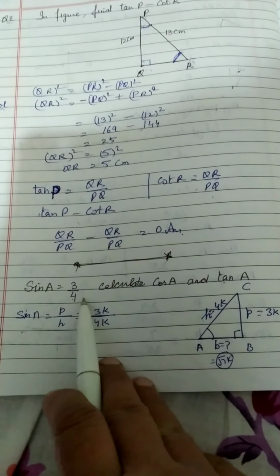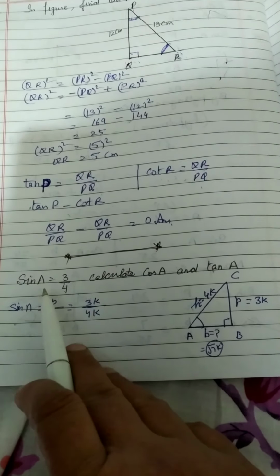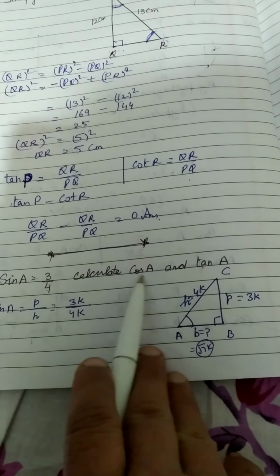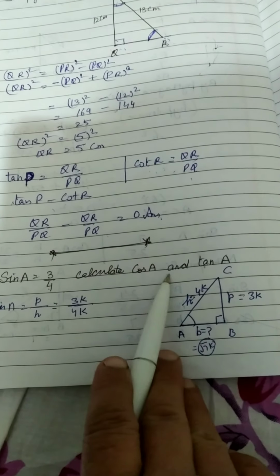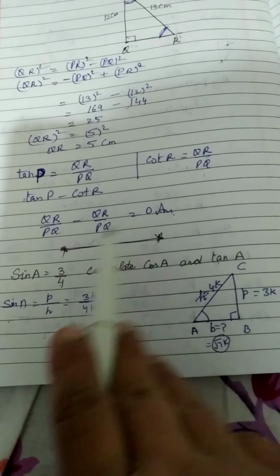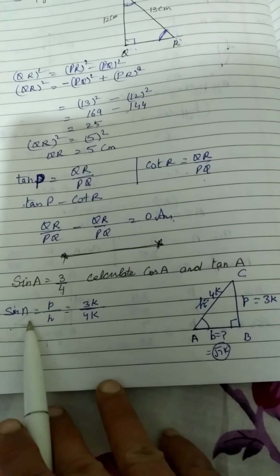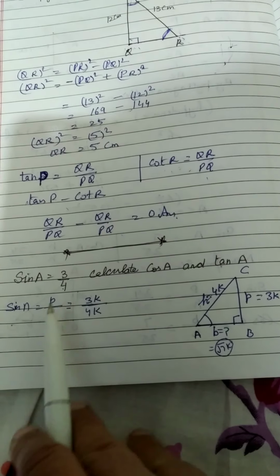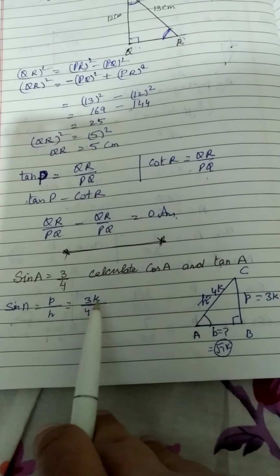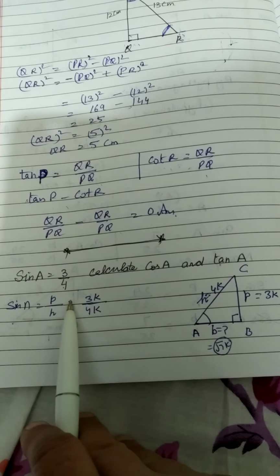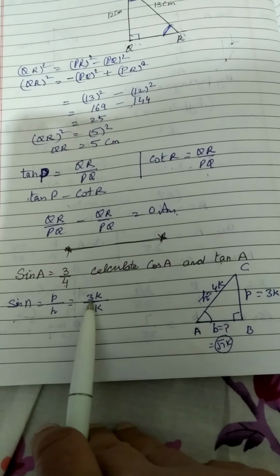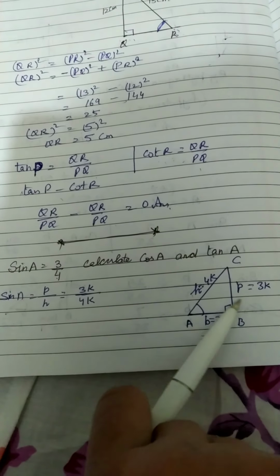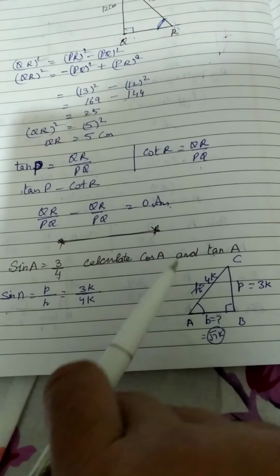Sin A is equal to 3 by 4. The trigonometric ratio of sin A is given, equal to 3 by 4. Calculate cos A and tan A; we are to find the values of cos A and tan A from sin A. We know that sin A is perpendicular upon hypotenuse. If we take the common ratio of these two quantities as K, then perpendicular is equal to 3K and hypotenuse is equal to 4K.